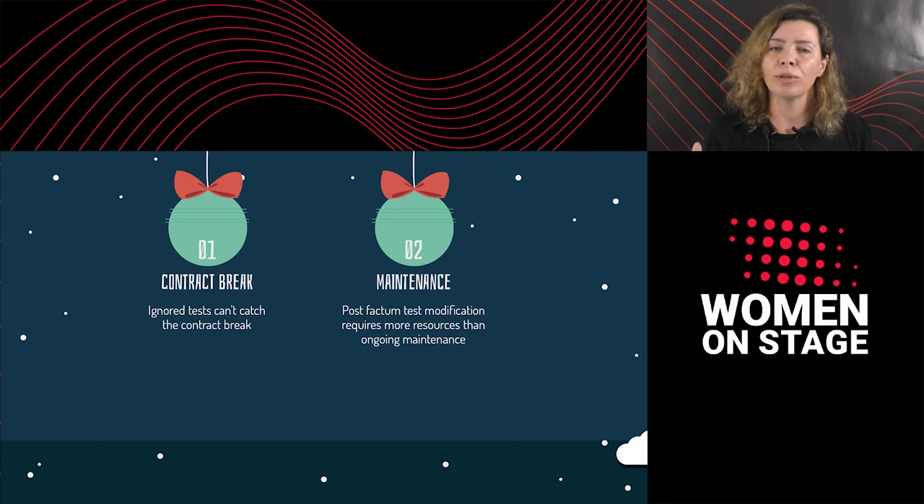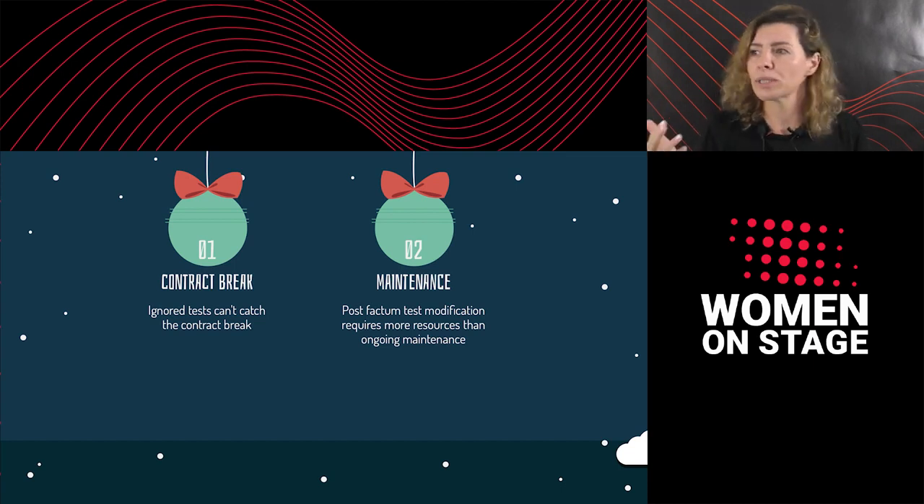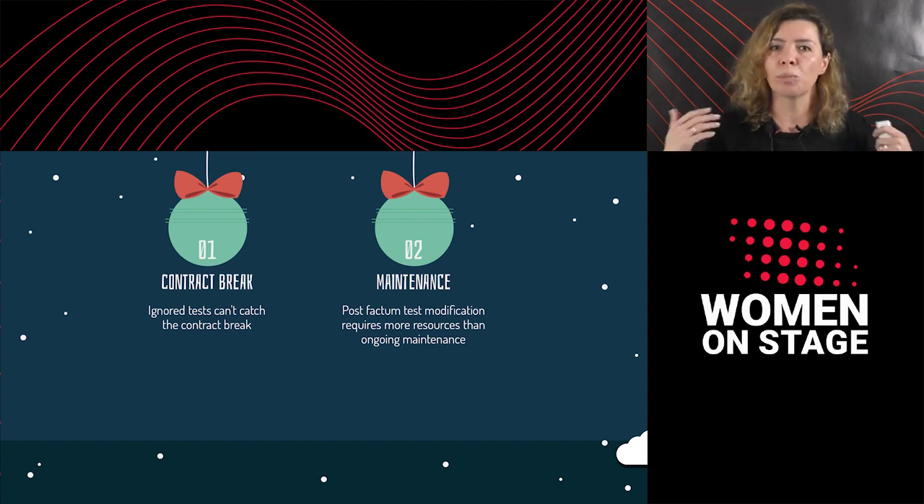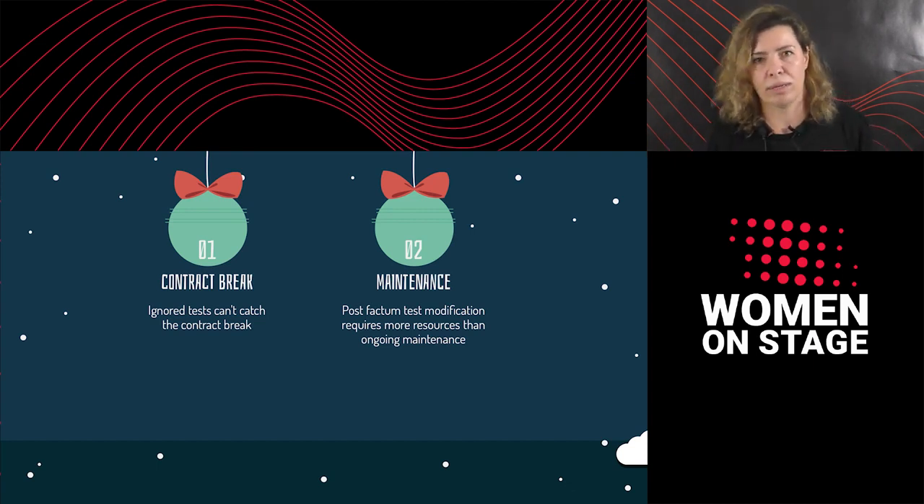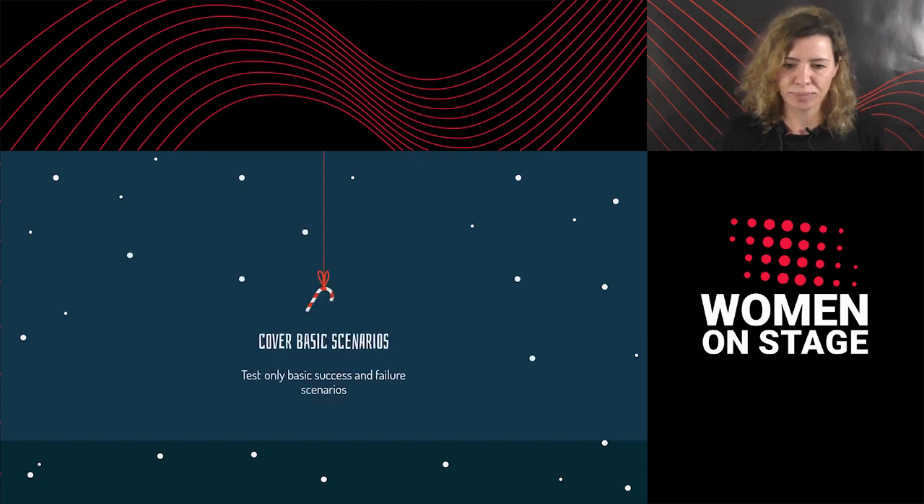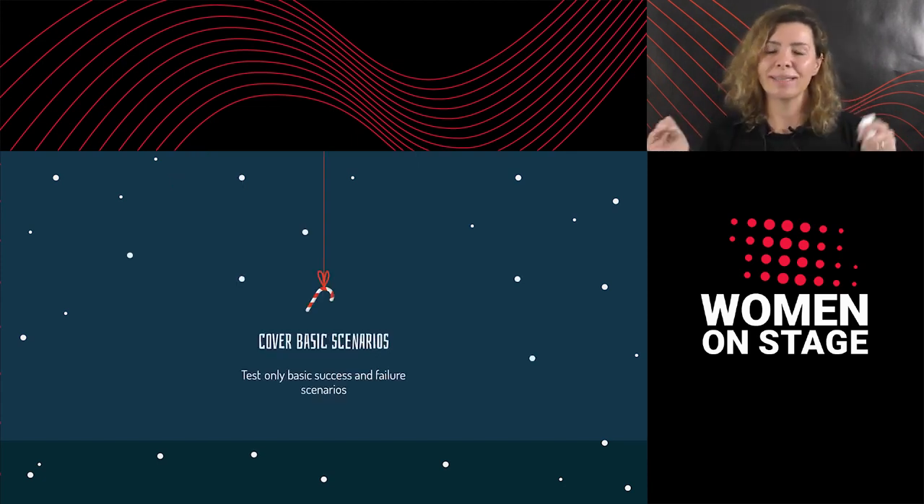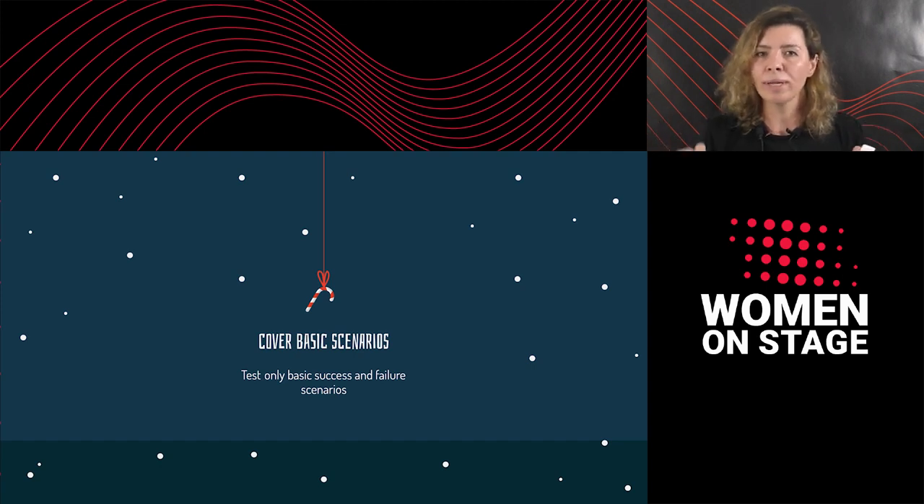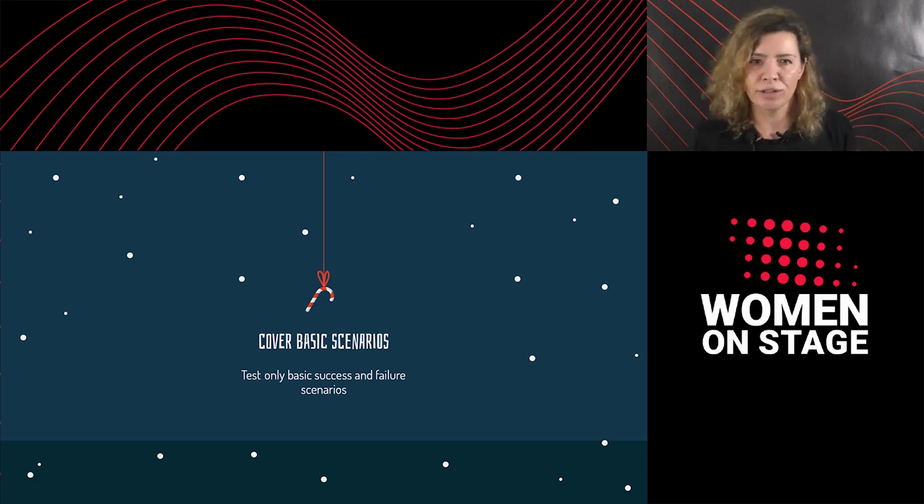Moreover, when we decide to unignore previously ignored tests, we can find them broken. Maybe we just made some refactoring in the integration layer. It can be broken. And post-factum test modification requires more resources than ongoing maintenance. So to mitigate the flaky results problem, write only a handful of tests to cover the basic success and basic failure scenarios.